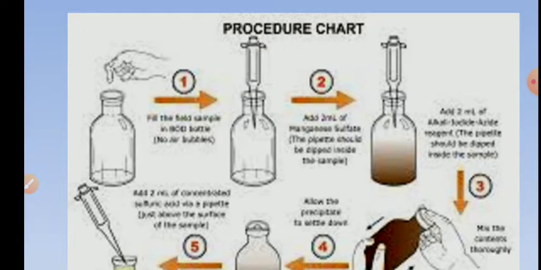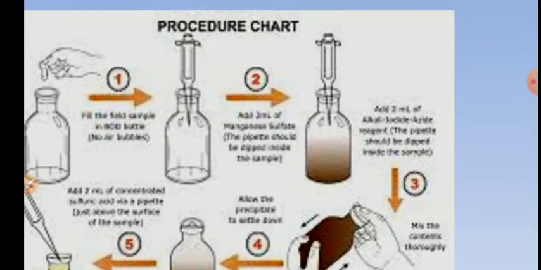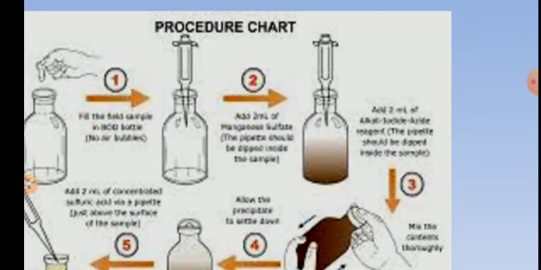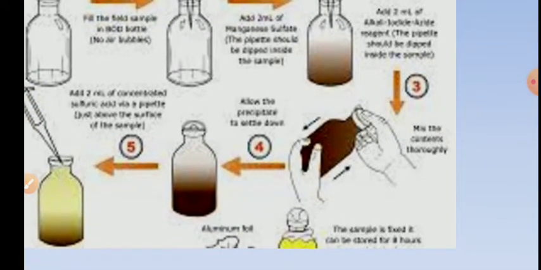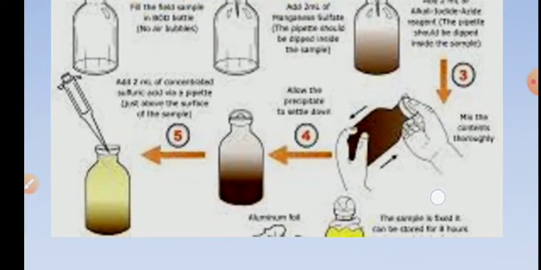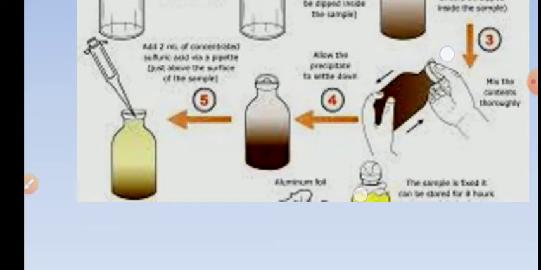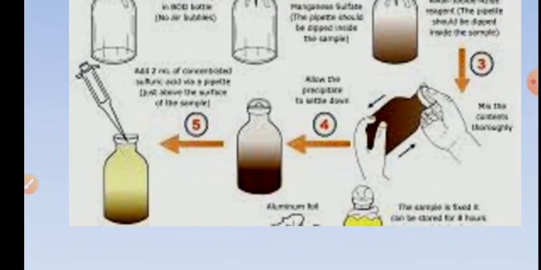Okay, you have to take care that the tip of the pipette should be inserted inside the water. The tip of the pipette should not be outside, it should be immersed inside the water, and then you release the 2 ml of MnSO4 solution. Followed by that, you have to add 2 ml of alkali iodide azide solution. When you add alkali iodide azide solution, a brown precipitate is formed. Allow the brown precipitate to settle down.